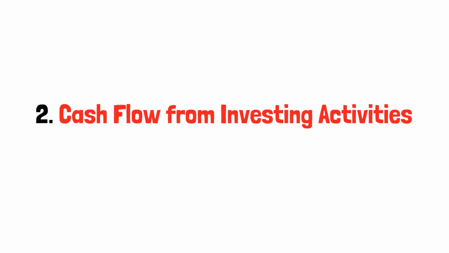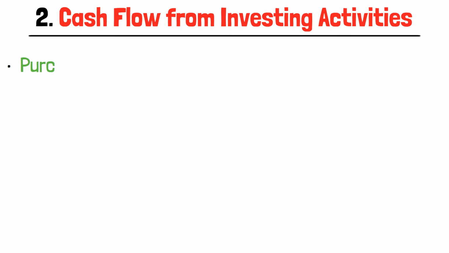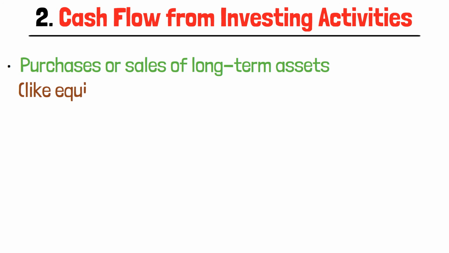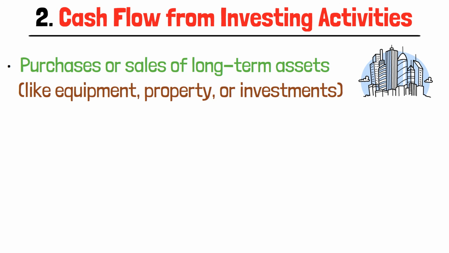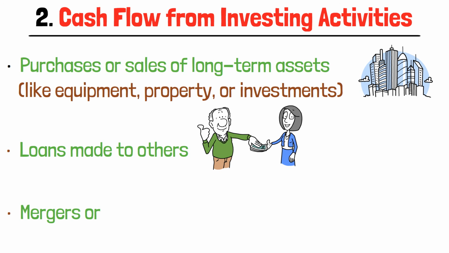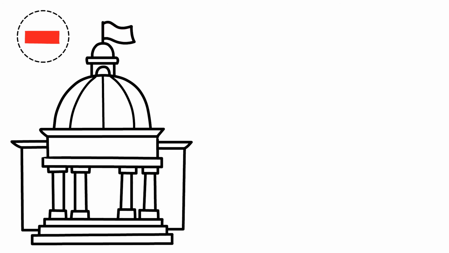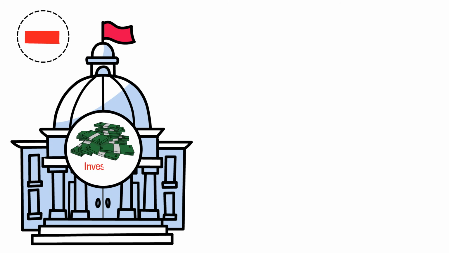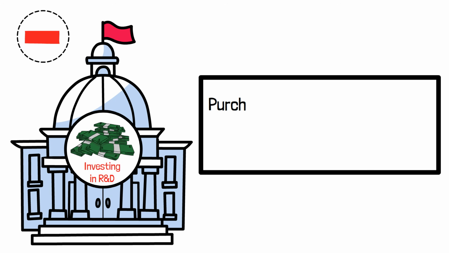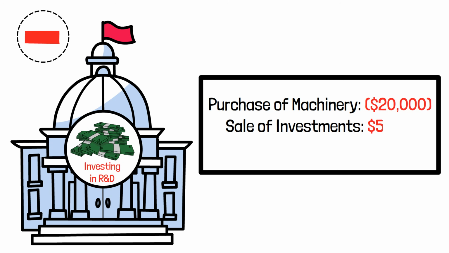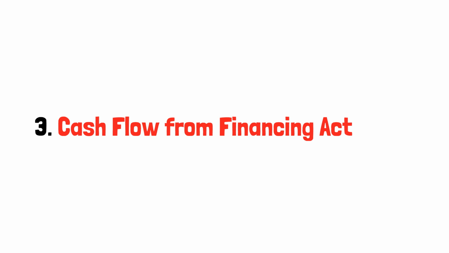$108,000. Second, cash flow from investing activities. This section shows purchases or sales of long-term assets, like equipment, property, or investments, loans made to others, mergers or acquisitions. Most often, this section is negative because companies spend money to grow, like buying equipment or investing in R&D. For example, purchase of machinery, $20,000, sale of investments, $5,000, cash from investing, $15,000.